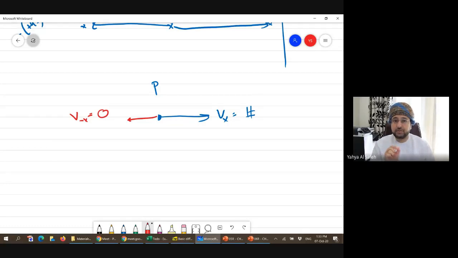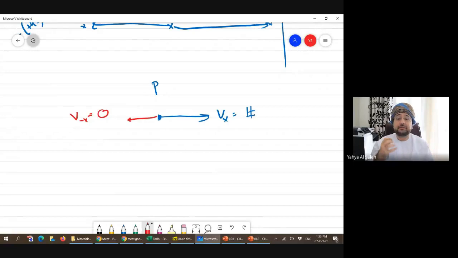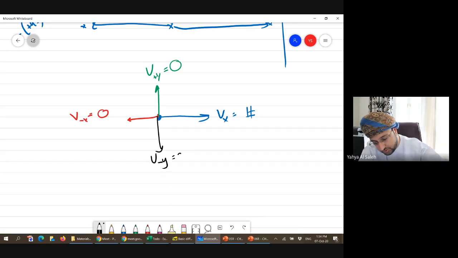There's a very big difference. Speed is just one number for the entire body going everywhere. Okay, but velocity is a vector, it's directional. So you actually have 4 velocities here, okay? You have V in the x direction, you have V in the minus x direction, you have V in the plus y direction, and you have V in the minus y direction. And each one of these is separate to the others.